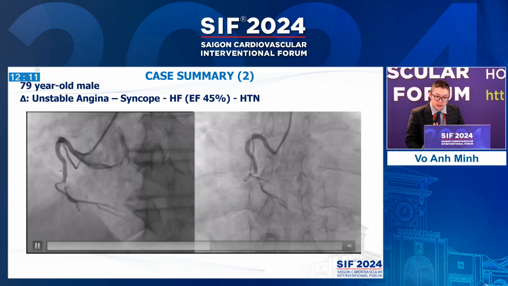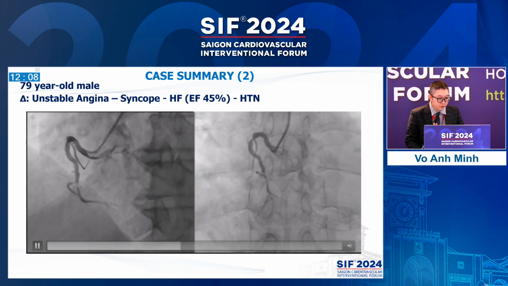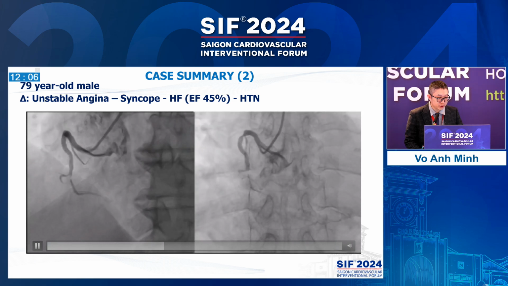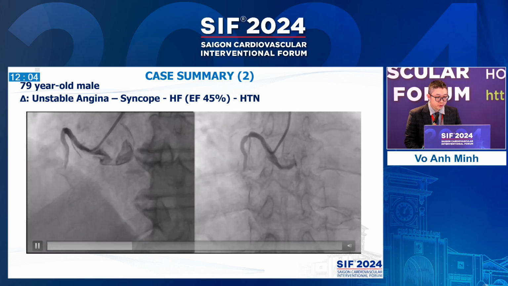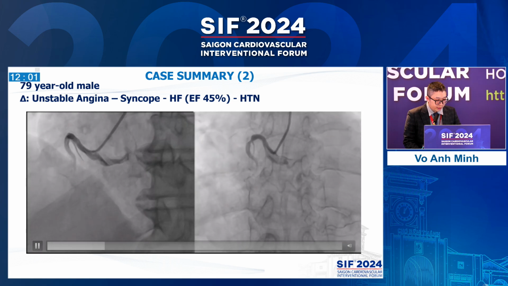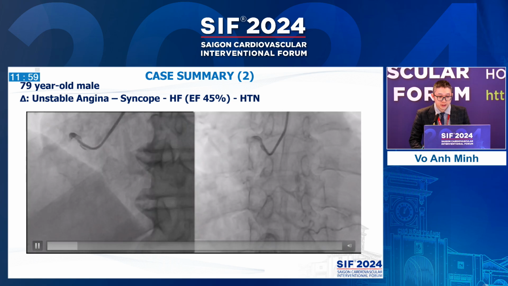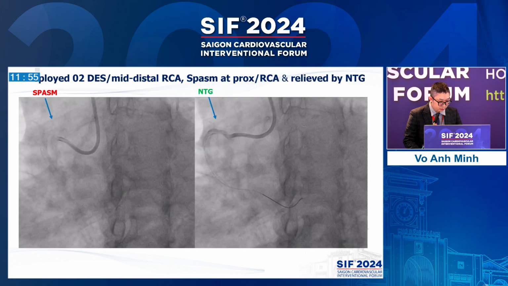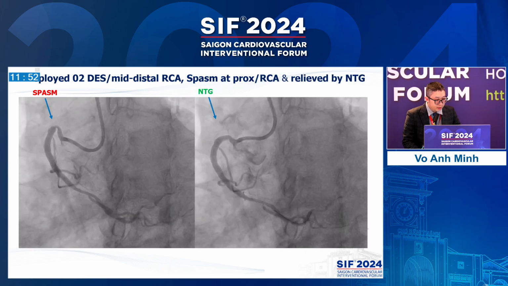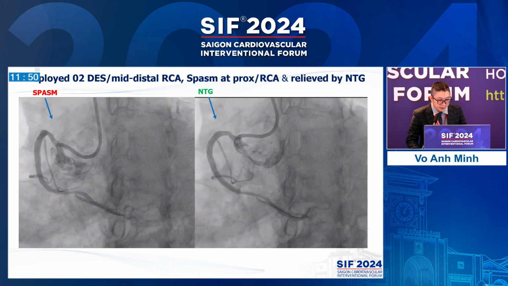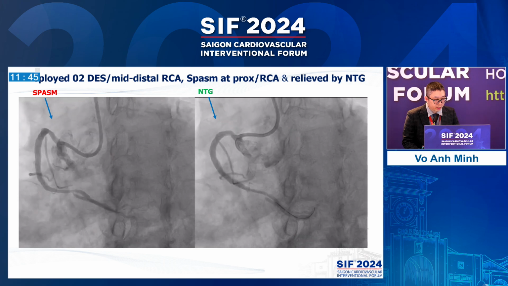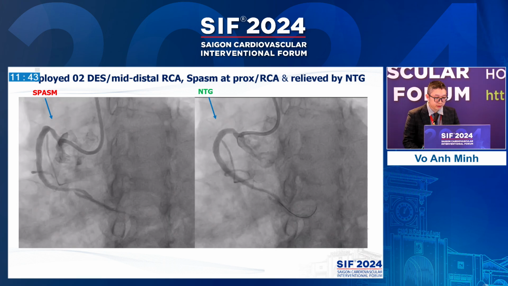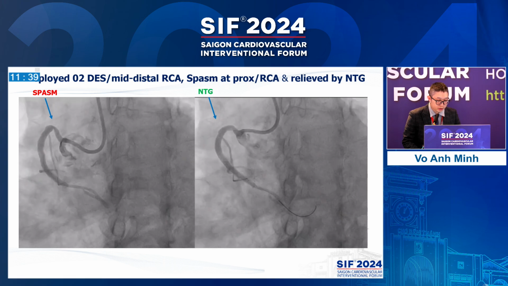The second case is a 79-year-old male. He came to hospital because of unstable angina, syncope, heart failure, and hypertension. We saw that he has a severe stenosis at the RCA, and we proceeded to do PCI for the RCA with 2 stents. After the stents, we saw he had a spasm at the proximal RCA. We did the IVUS, of course, with no dissection, and we gave him NTG and it released. And I moved to the LAD stenosis.